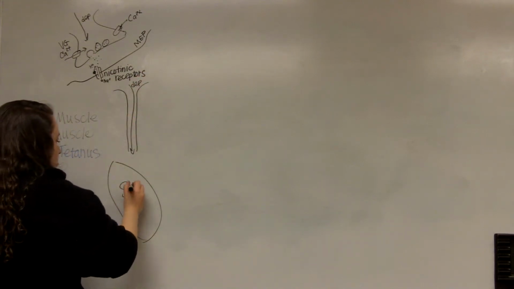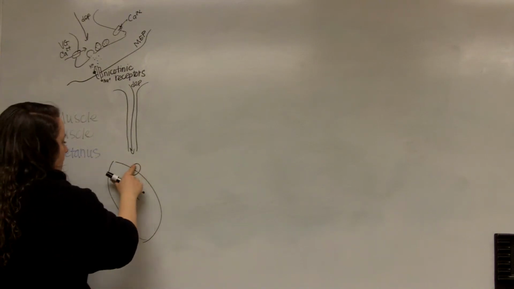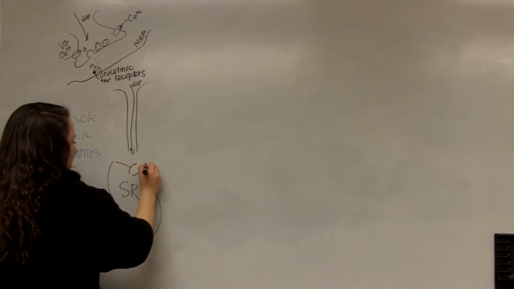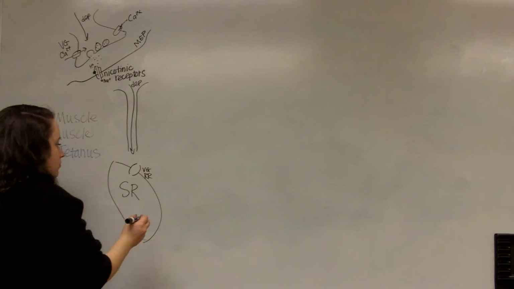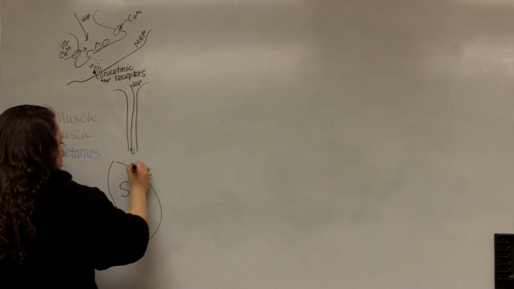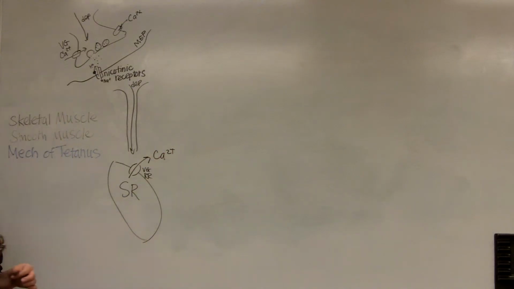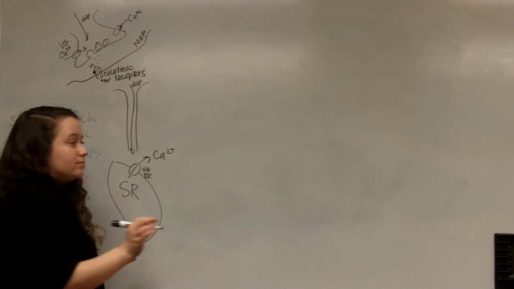And if this is my sarcoplasmic reticulum, it's going to open voltage-gated ryanodine receptors. And then those are going to spit calcium out into the muscle cell. Okay? Then we're going to go to a sarcomere level.